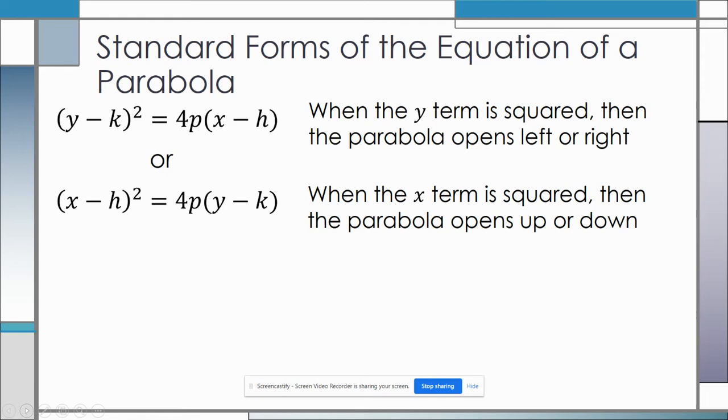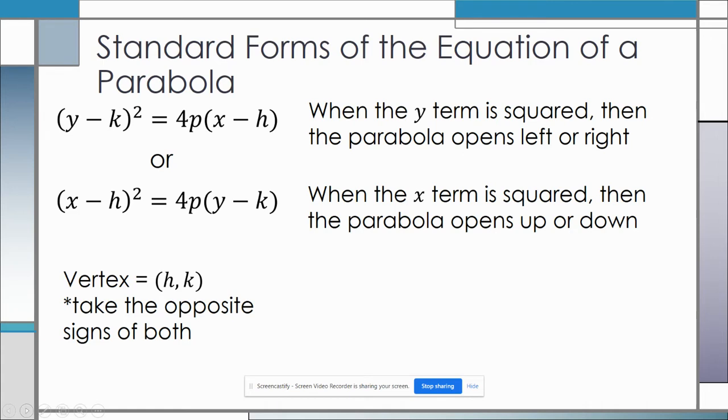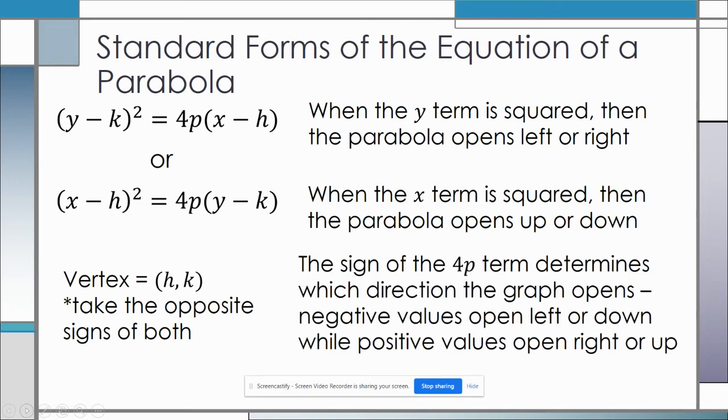And x squared, that's how we've always done parabolas in the past, and we've always had the parabolas open up or down. So it's just knowing that if it's a y squared term, that's when we're opening left or right. (h, k) is going to be the vertex, which, just like all the other conics, we change the signs from both of those in order to create that vertex. And this term of 4p determines the direction the graph opens. If that value in front is negative, it's going to open either left or down. When that value is positive, it's going to open right or up.